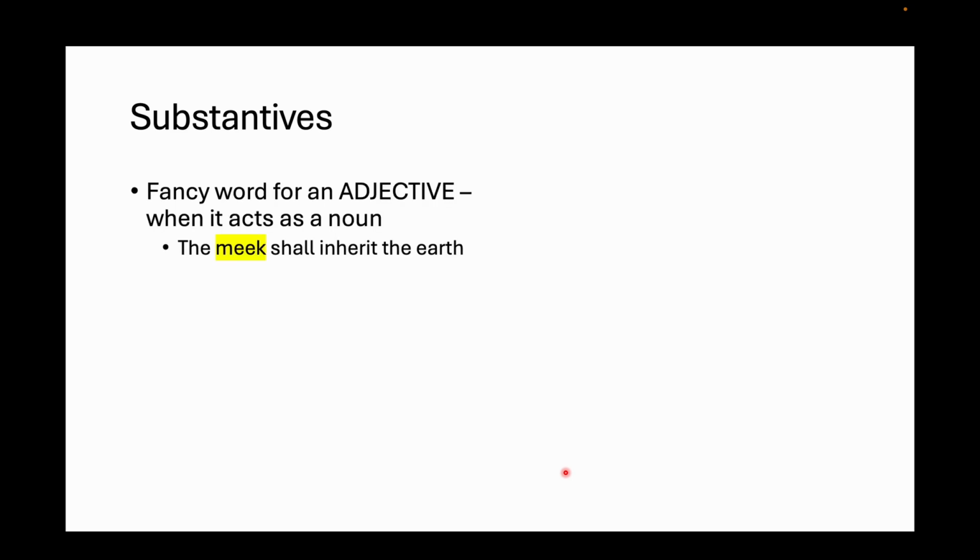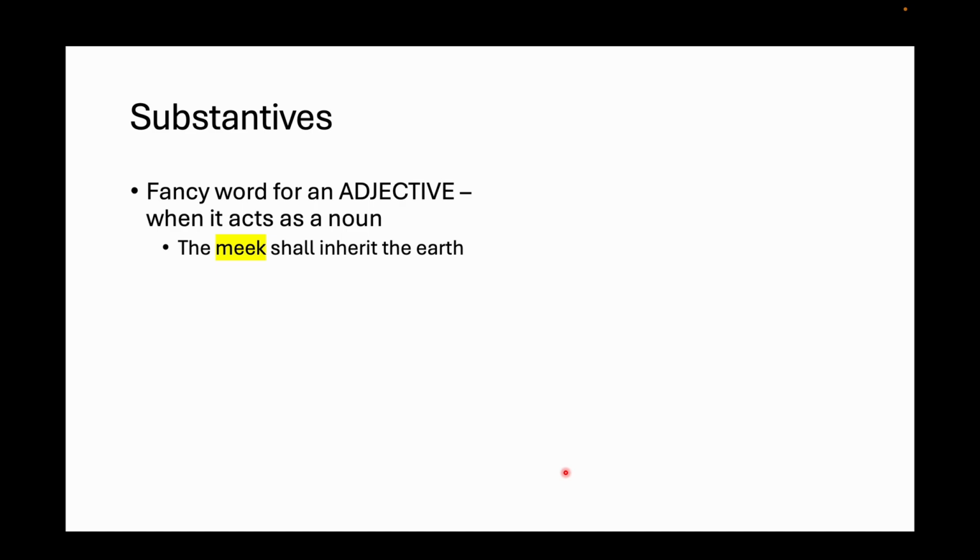Now I want to talk about substantives. We're nearly done. Substantive is just a fancy word for an adjective when it acts as a noun. And one example is the meek shall inherit the earth. If you think about the word meek, that's actually an adjective, you know, the meek person, the meek dog, the meek whatever. But here it's acting like a noun. The meek shall inherit the earth.